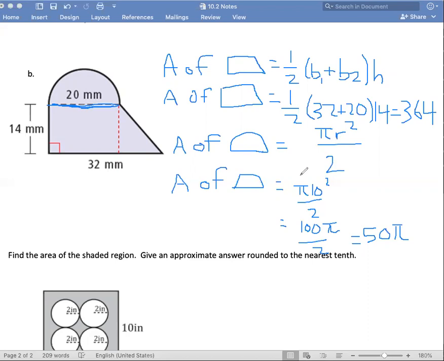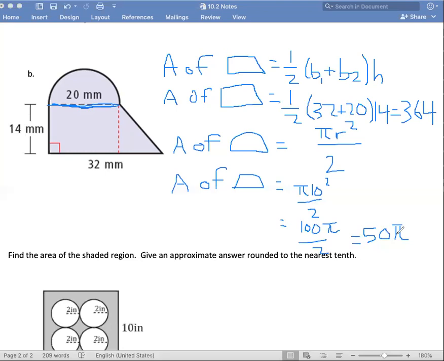So on this next line, I have pi 10 squared divided by 2. If you're asking yourself, where did 10 come from? Well, the diameter of this circle is 20, therefore the radius is 10. If you square 10, 10 squared is going to give you 100. So on this next line, I wrote 100 pi divided by 2. If you take 100 divided by 2, you're going to get 50 with a pi with it.